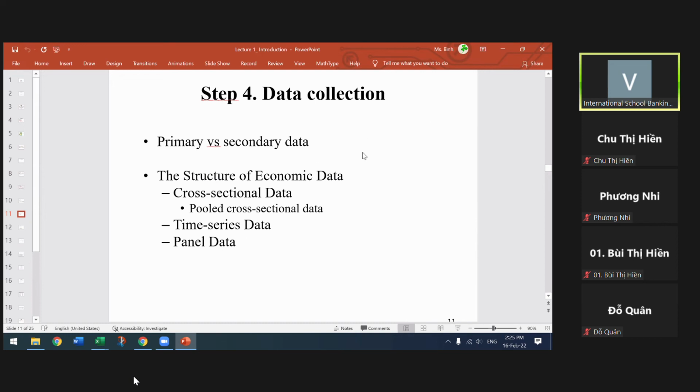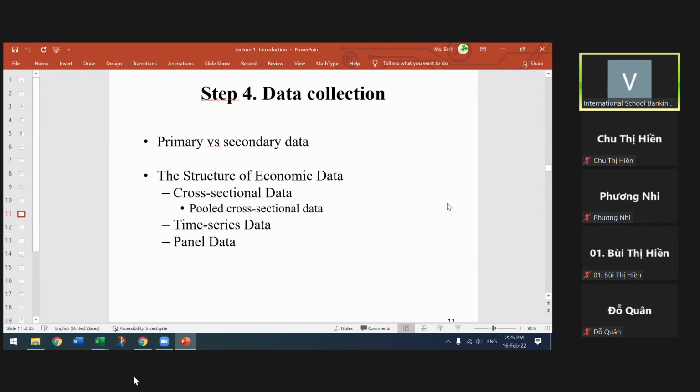That's why, even though data collection is in step 4, in fact in step 1, when we decide the topic of the research, you already have to think about and look for the data. Because for example, if you are very interested in one topic but you cannot get data, you cannot do anything.